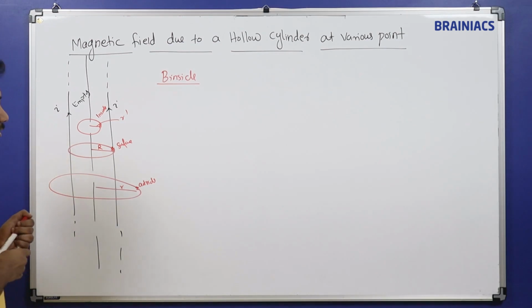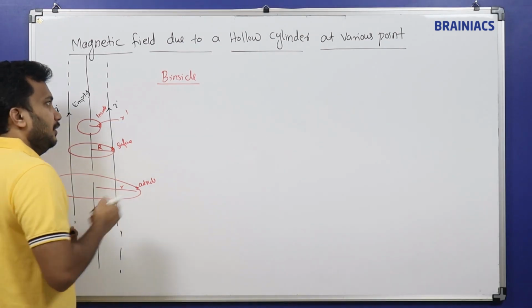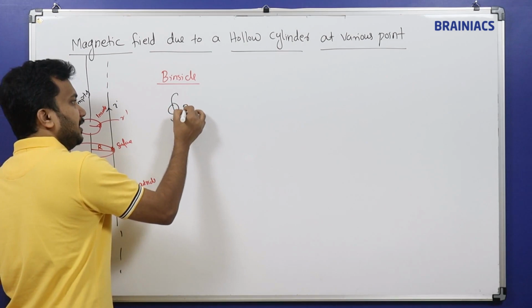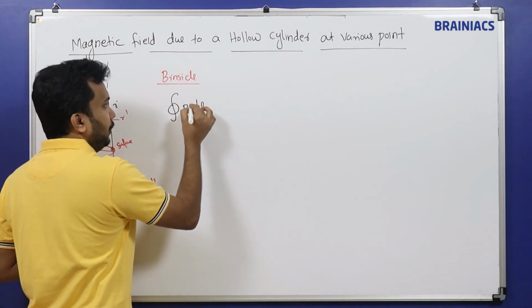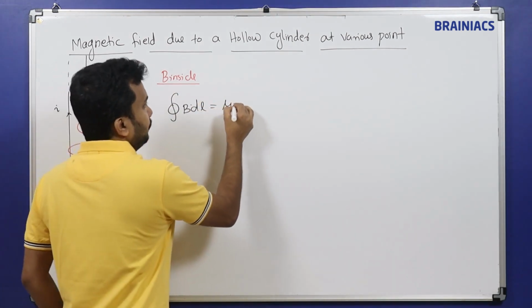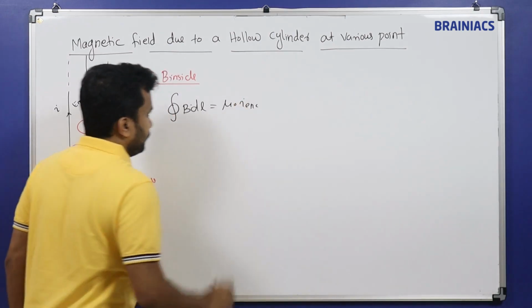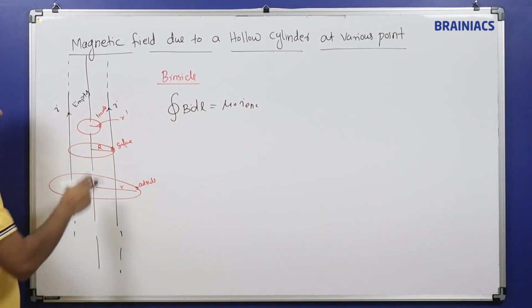So we are applying Ampere's law, closed integral B dot dl is equal to mu 0 times the current enclosed. Now you have to see here.